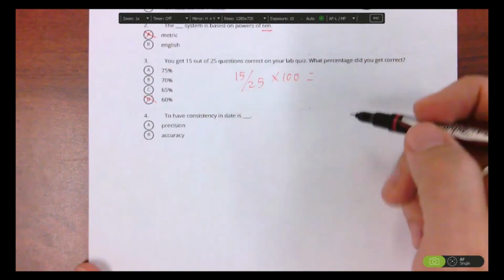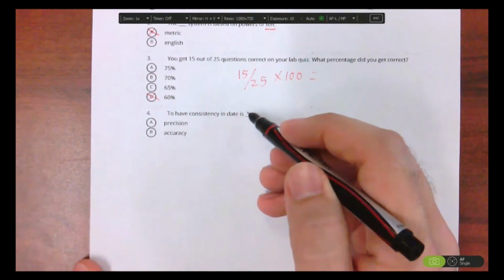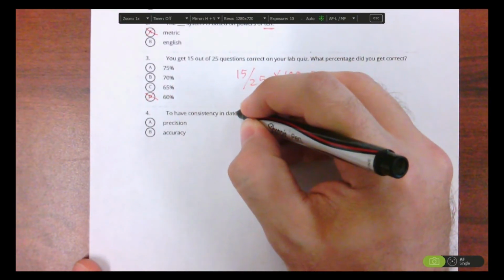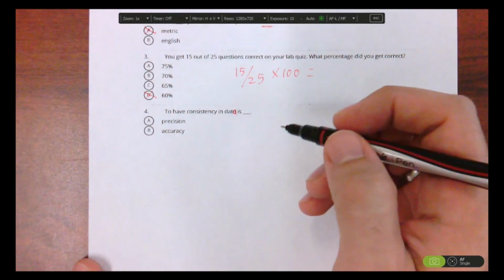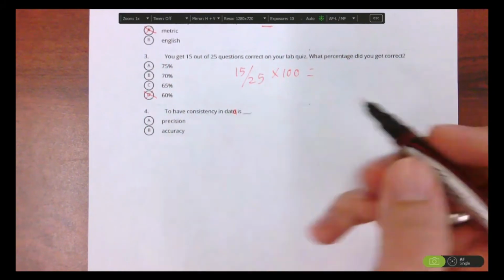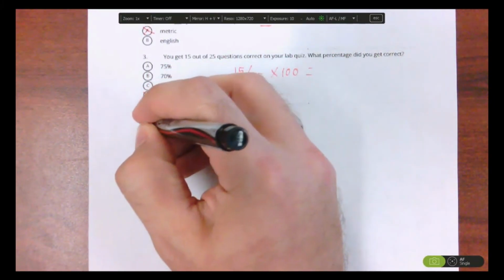Try harder. Okay, number 4. To have consistency in that, I don't know why it said date. It should say data. Yeah, that was weird. I guess predictive text. What are you going to do? To have consistency in data is what? It'd be precision. It's all about the repeating.